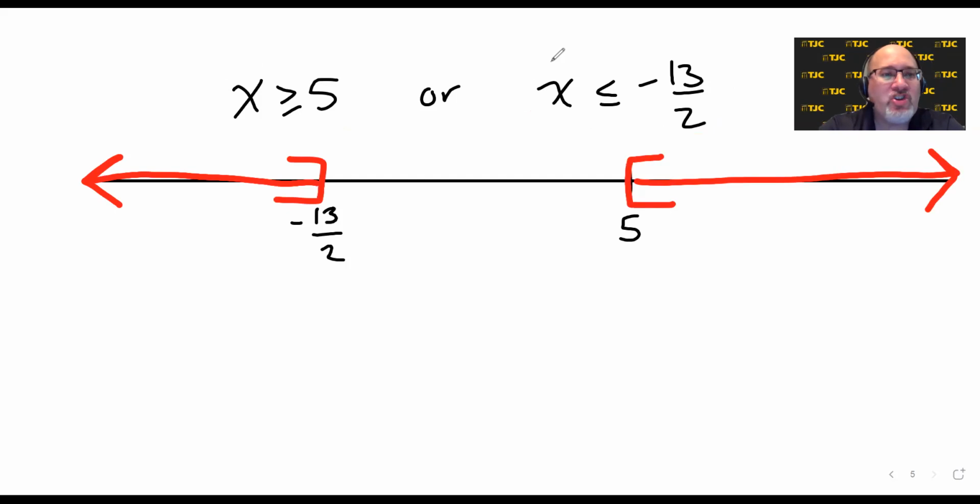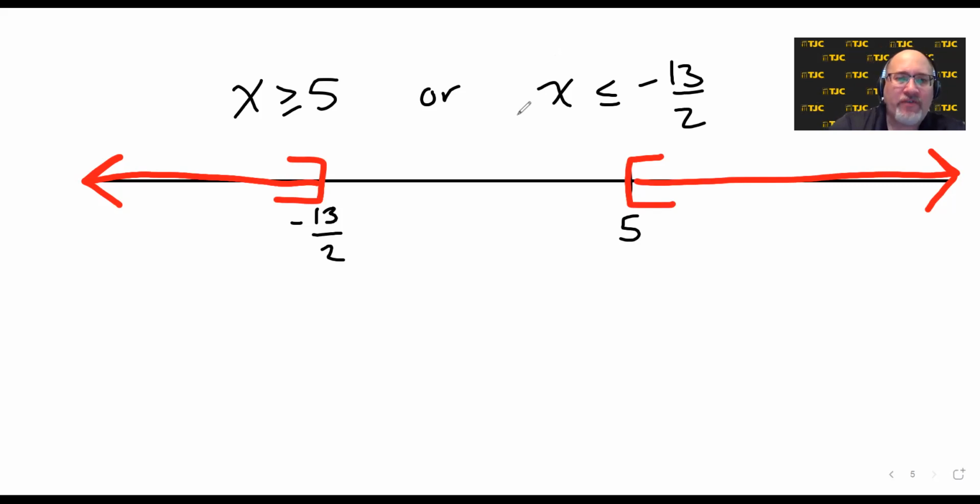The number line would be shaded from negative infinity to negative 13 halves with a bracket on negative 13 halves. And then again from 5 to infinity with a bracket on the 5. All right. So what's the interval notation? Well, the interval notation is just a description of what's shaded in, and I literally just said it.